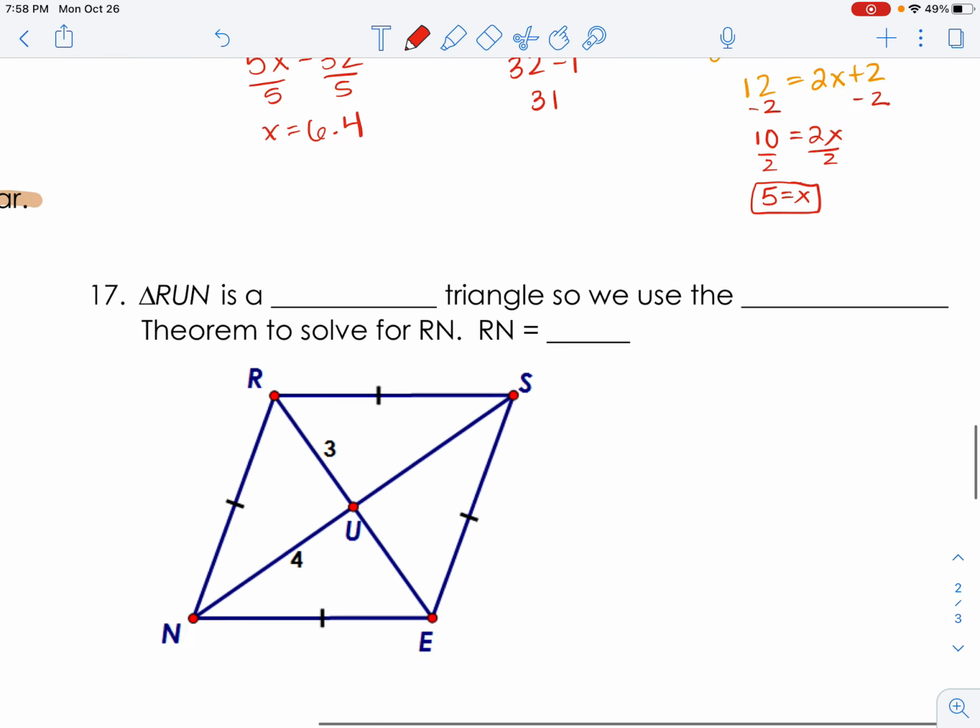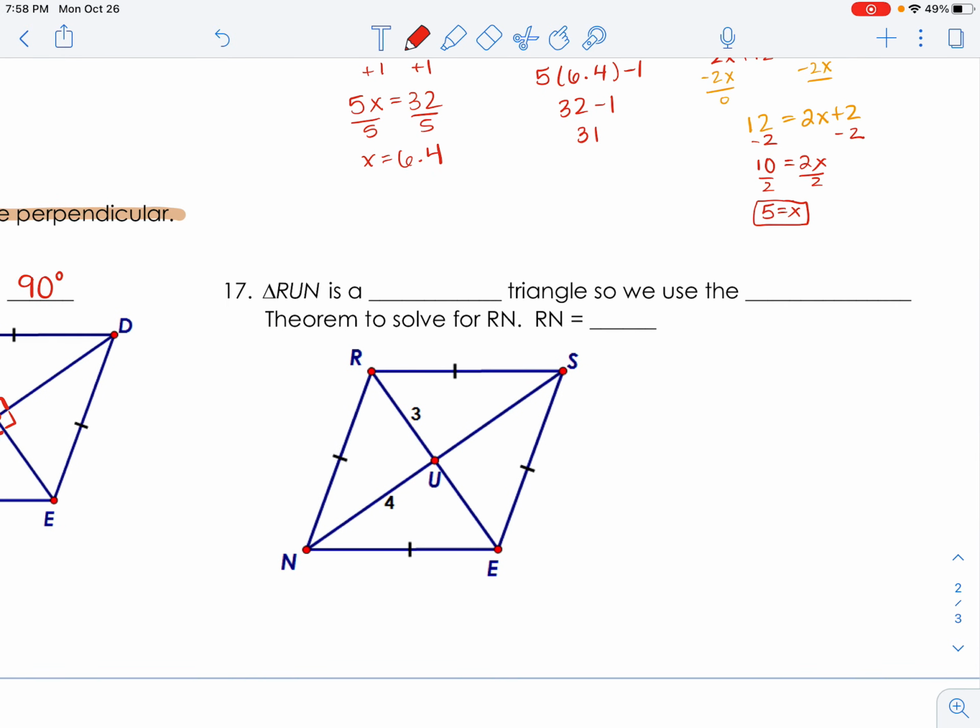All right, number 17 says triangle RUN. So R is here, U is here, N is down here. Connect to my triangle, there we go. Is a blank triangle. What type of triangle is this? Well, think about the property we're using, right? Because it's a rhombus, its diagonals are perpendicular, so we have a right angle. So this is a right triangle. Since it's a right triangle, we use the blank theorem. What theorem did we just learn? That would be the Pythagorean theorem.